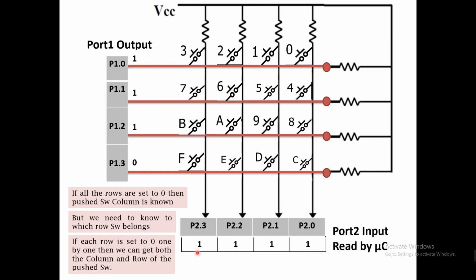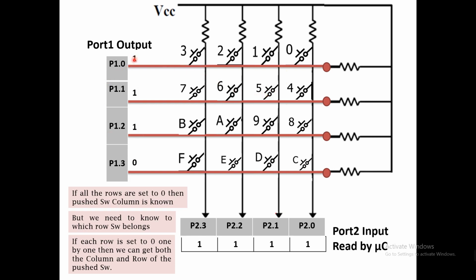So the procedure is that we always make each row 0 one by one. For example, let's take a neutral point. We are standing here, and someone comes and presses switch 5. So how will we know? The microcontroller is changing this one 0, then this one 0, this one 0, this one 0. When the microcontroller changes this value to 0 and switch 5 is pressed, what will happen?